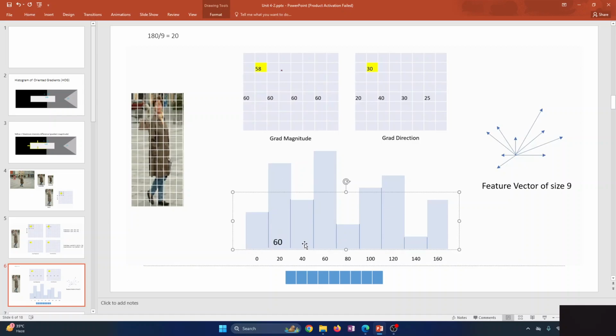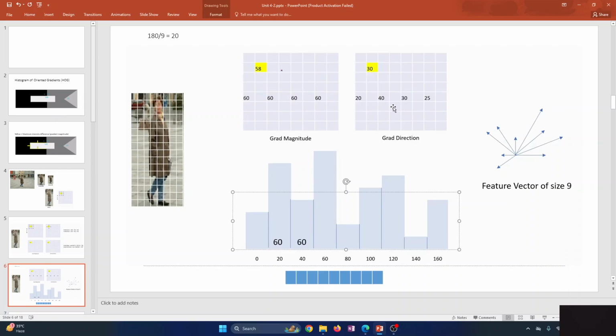Okay, clear? Now next is 40. Now the corresponding value to this 40 is 60. So what we are going to do next, in the 40s box, in the 40s bin, we are inserting 60. Okay, clear?